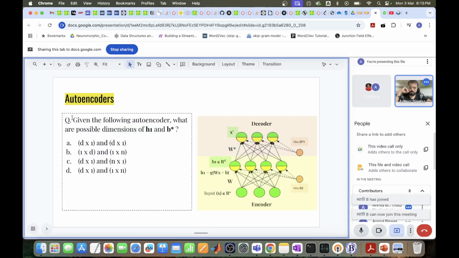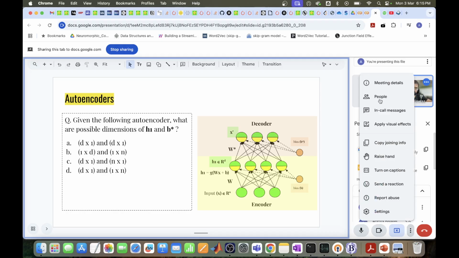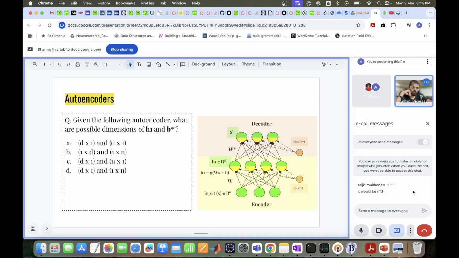So we have a question here. Given the following autoencoder, what are the possible dimensions of h1 and b star, right? b star is this bias over here. h1, of course, is the hidden layer activations. This is a very simple problem. If you followed the discussion of the previous problem, it should be very straightforward, right? We'll just give a minute to work out the answer.